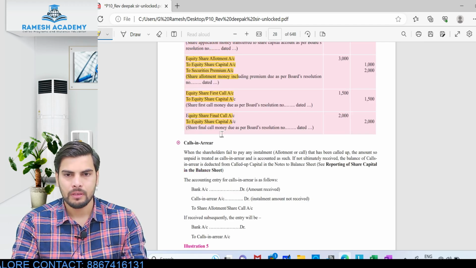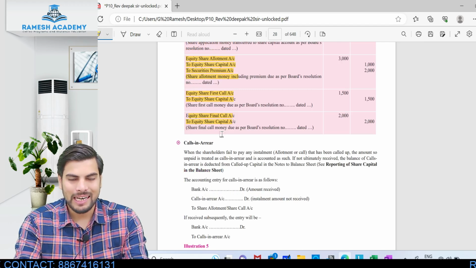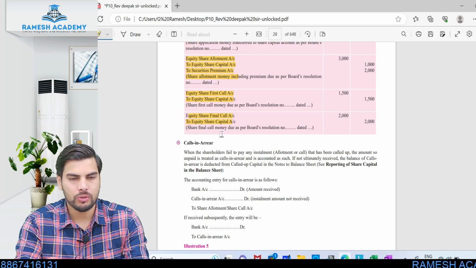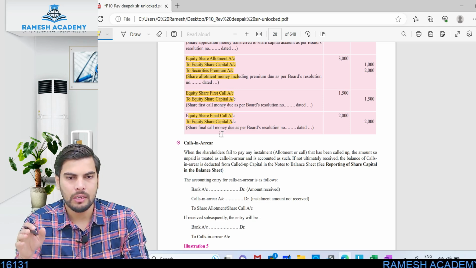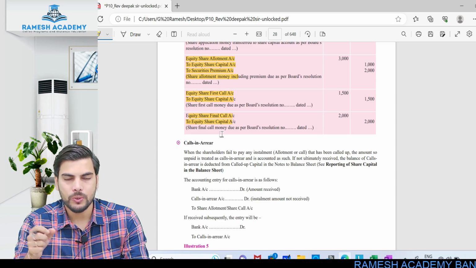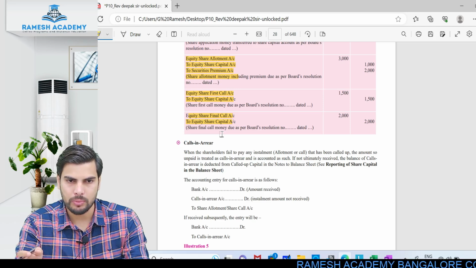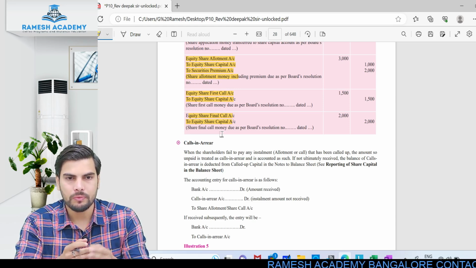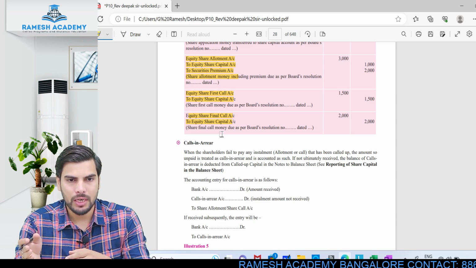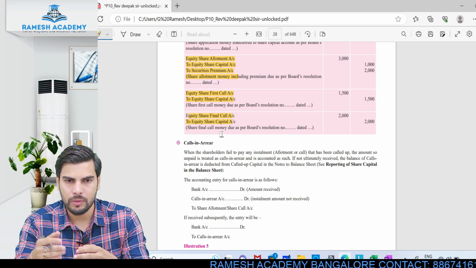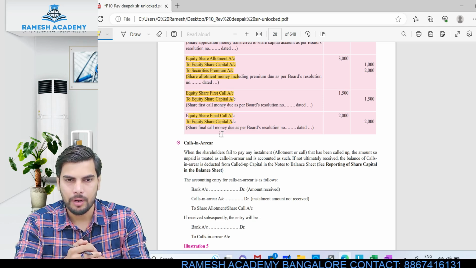Okay, so let's talk about what exactly is this calls in arrears and what exactly is this calls in advance. You need not worry about discount. Remember I told you the company can issue the shares either at par or premium. We have already covered these two aspects. What will be the situation when the company is issuing the shares at par, and what will be the situation when the company is issuing the shares at premium?